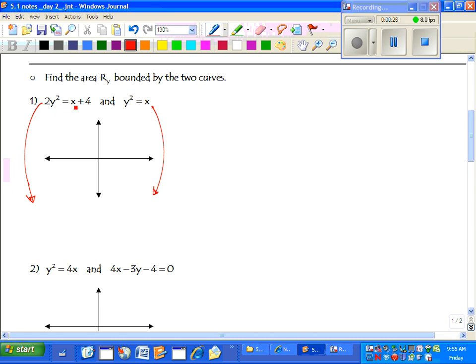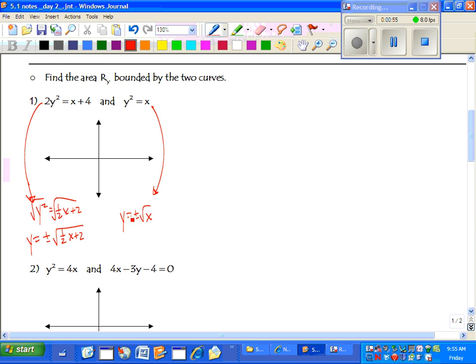For this one, if we divide both sides by 2, we get y squared equals 1/2 x plus 2. And then we take the square root of both sides, we end up getting y equals positive or negative square root of 1/2 x plus 2. So we actually get 2 different equations here that represent this curve. Same thing over here. If we take the square root of both sides, we get y equals positive or negative square root of x.